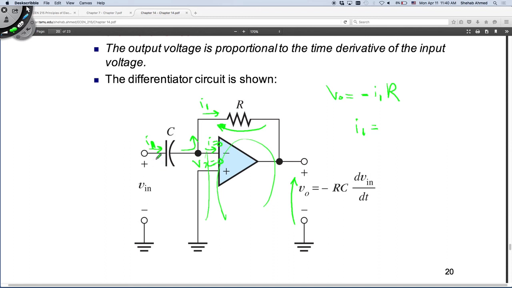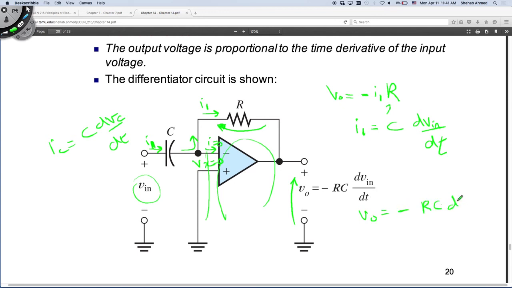It's the current flowing to the capacitor when I put a voltage input V input over it. So IC is equal to C dVc by dt, so it's equal to C dV in by dt. So substitute it here. So V output is equal to minus RC dV in by dt. Okay? So the output is a differentiation of the input: minus RC dV in by dt.